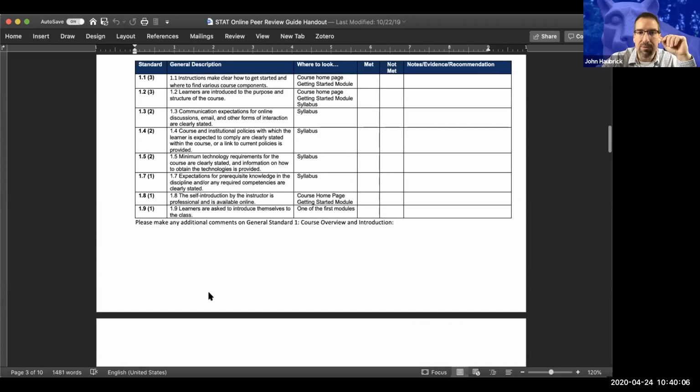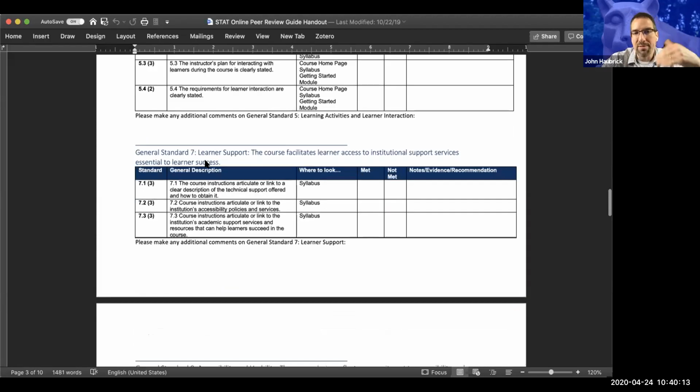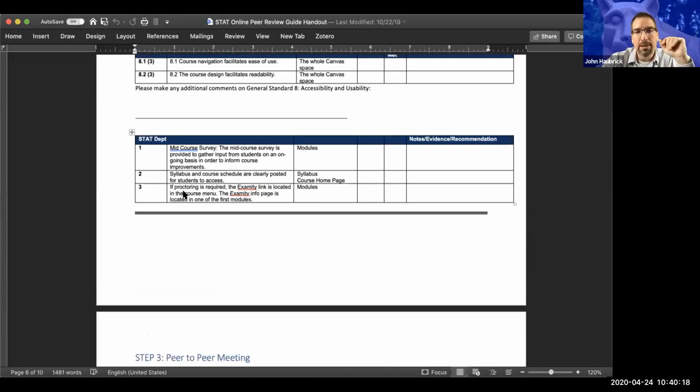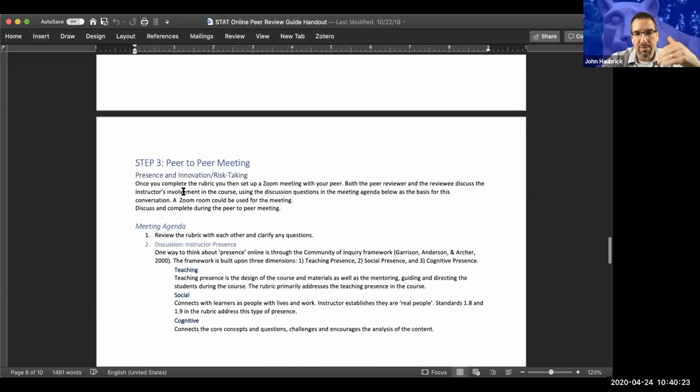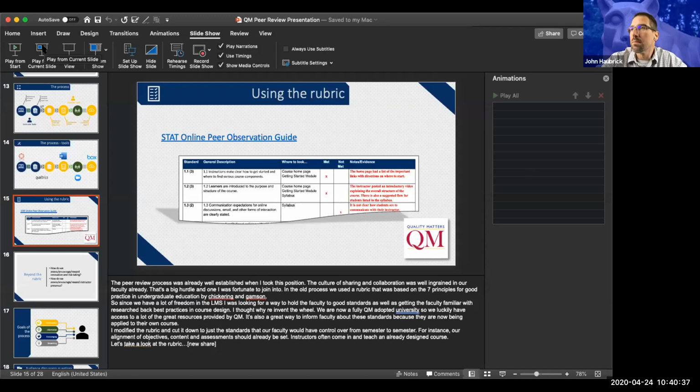You can see not all the standards are used. I also have some of our own, so there may be certain standards that are particular to just our stat department, which are very few, added in there as well. And then down below here is step 3 talking about the peer-to-peer meeting, and I will talk about that in a second. So that's our process. Let me go back to the slides.